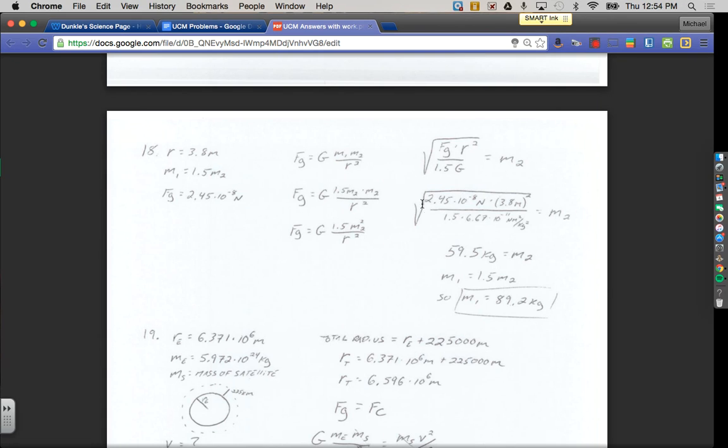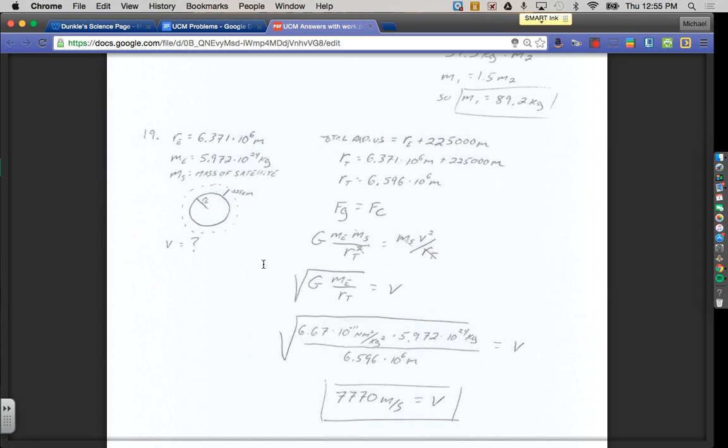Plugging in my numbers, I put in the 2.45 times 10 to the negative 8th newtons for force of gravity, and 3.8 meters for the distance between them. Don't forget to square it. In the bottom, the 1.5, and G, which is 6.67 times 10 to the negative 11th newton meters squared per kilogram squared. That is the same everywhere, so anytime you see G in one of your equations, you can just plug in the 6.67 times 10 to the negative 11th. Plugging that into my calculator, I find out that your mass is 59.5 kilograms, and your friend, since he or she is 1.5 times your mass, is 89.2 kilograms.